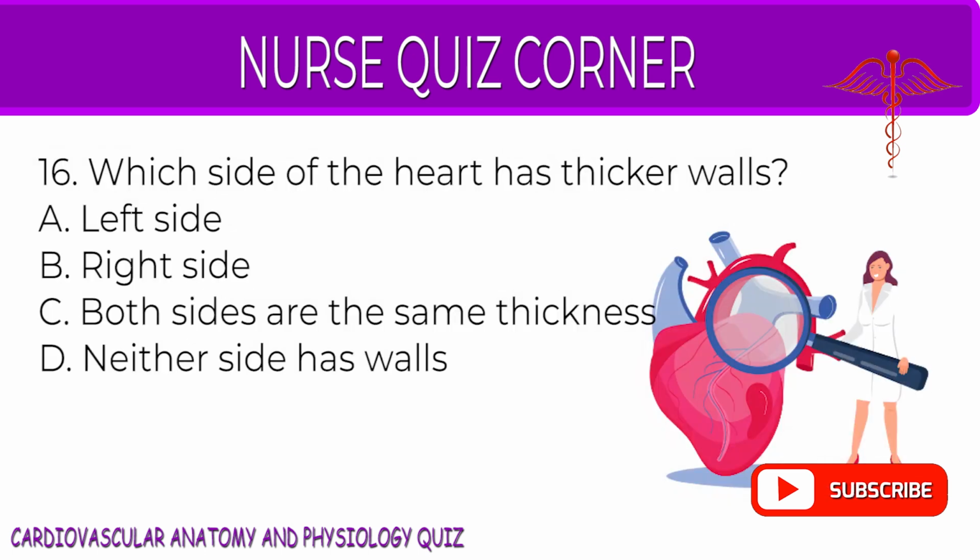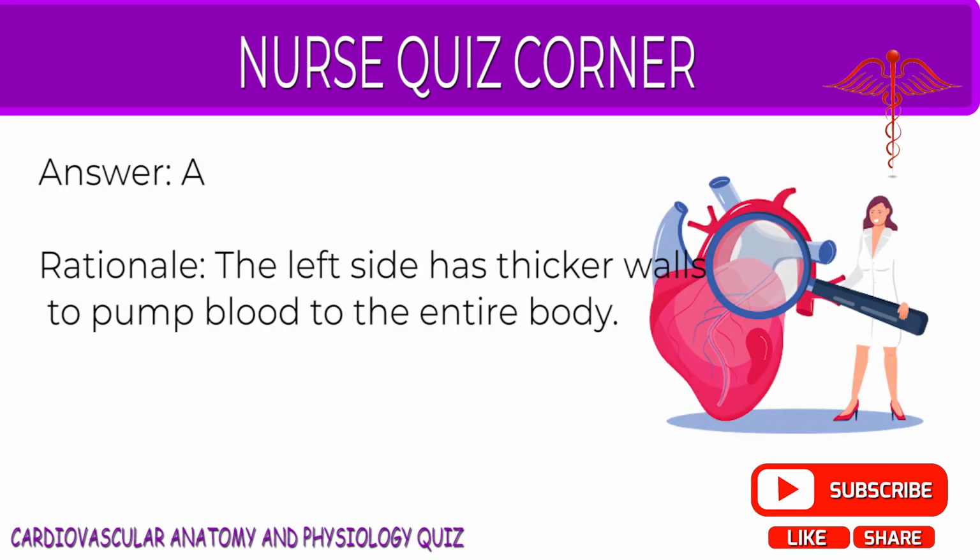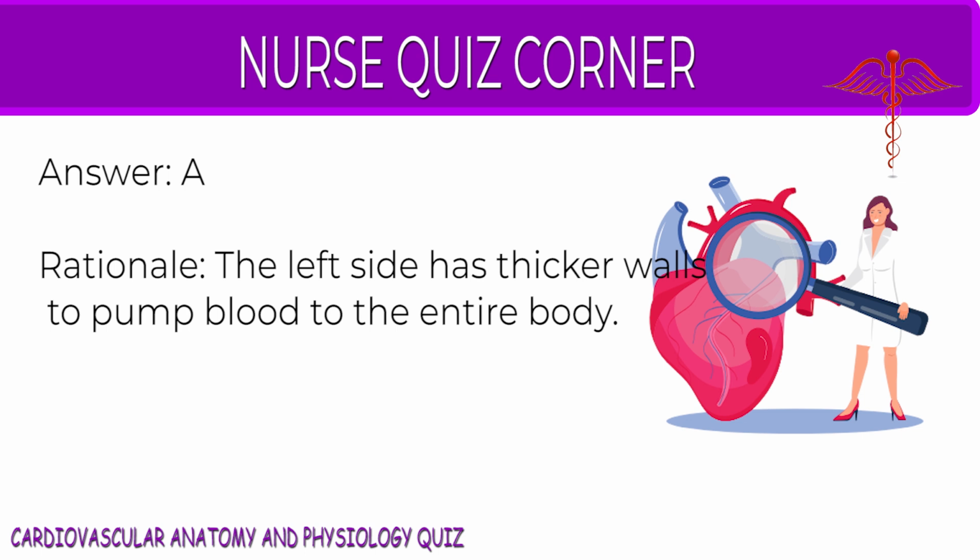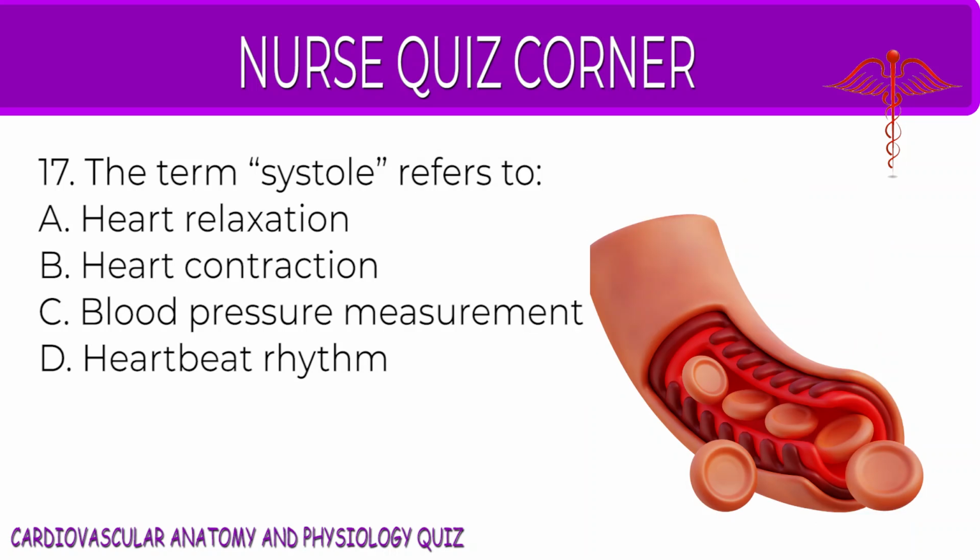Answer A. Rationale. The left side has thicker walls to pump blood to the entire body. 17. The term systole refers to: A. Heart relaxation. B. Heart contraction. C. Blood pressure measurement. D. Heartbeat rhythm. Answer B. Rationale. Systole is the phase of heart contraction, when blood is ejected.